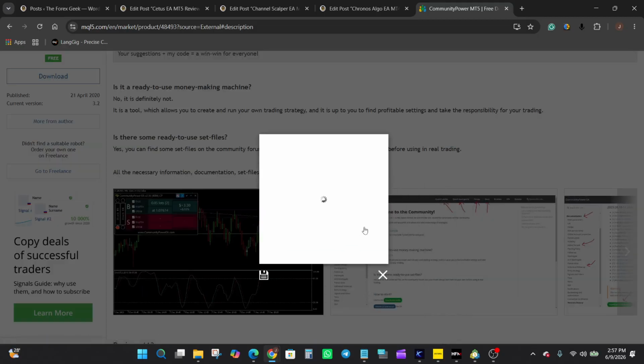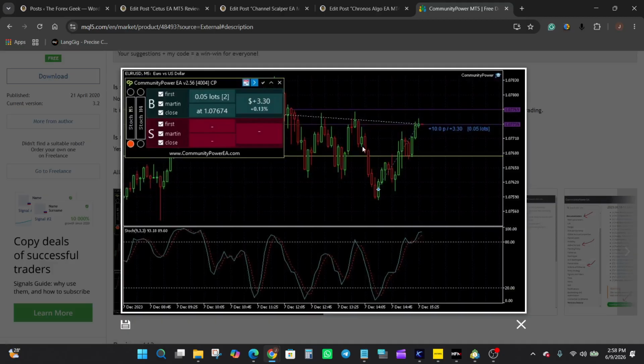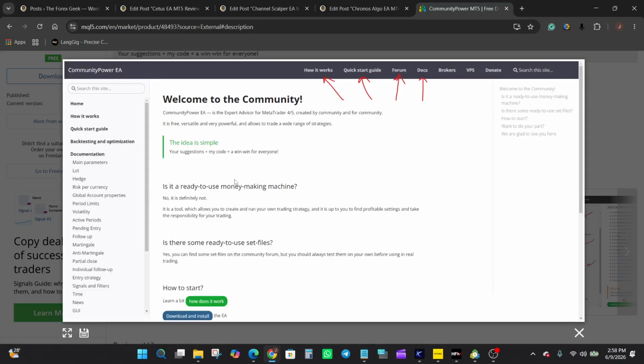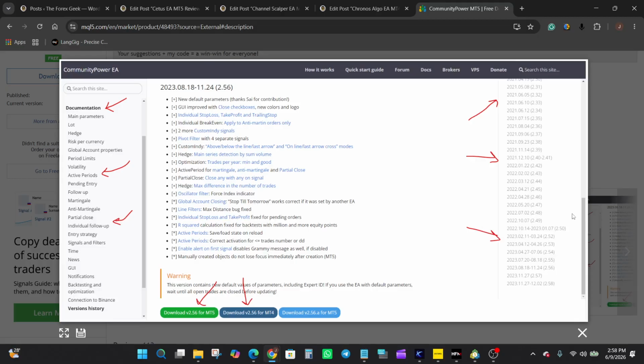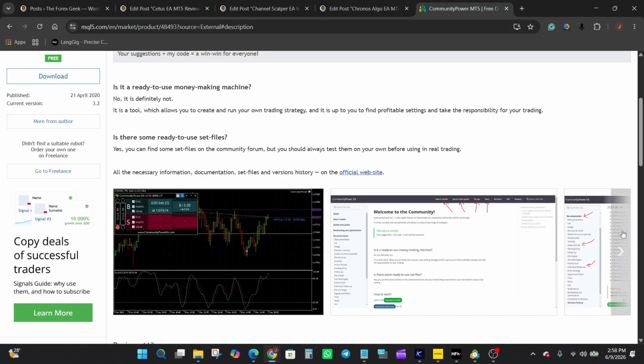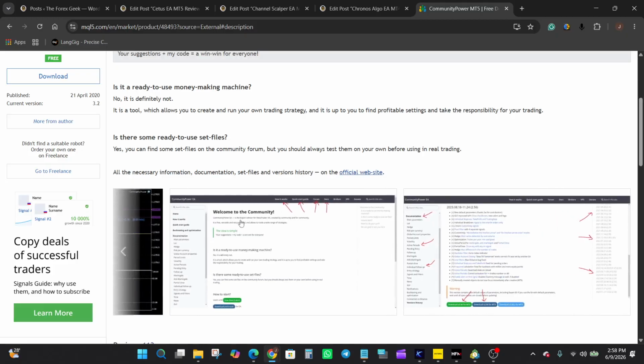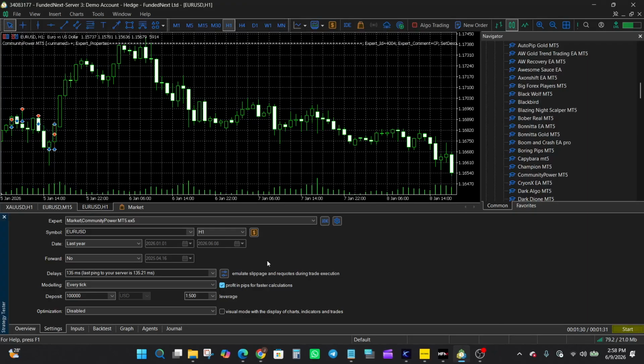Okay, so let's just briefly look at the images that are provided here. Okay, this seems to be the EA in action, how it looks like. And then here we have the community, and okay, more from the community. And okay, I think that's just about it. So let's just head over to our strategy tester, and we're testing the CommunityPower EA on EURUSD on the H1 time frame over the past 5 months, from the beginning of 2026 till date. And as for the delays, we're using the last ping to the server, and we're using the every tick modeling.